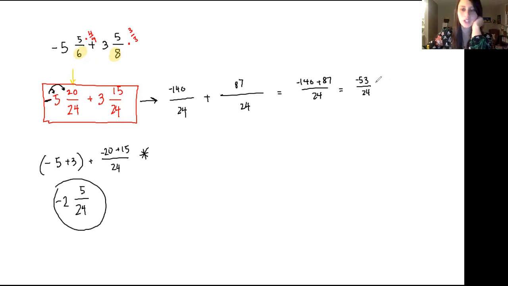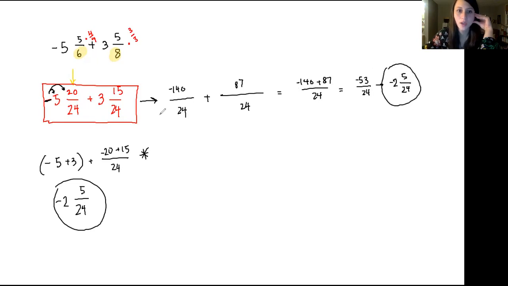Now over here, if I change this back into a mixed number, this would also become negative 2 and 5 over 24. That would be my answer. So see, either way you go, if you add your whole numbers first and then add your denominators, and then get your fraction there, or if you change it into an improper fraction so that you don't have to worry about just bringing in your negatives here, that's another way to go about it. So it's whatever you're comfortable with.